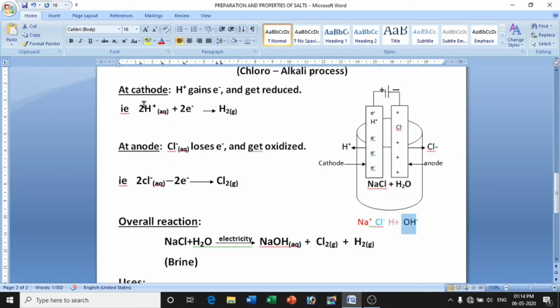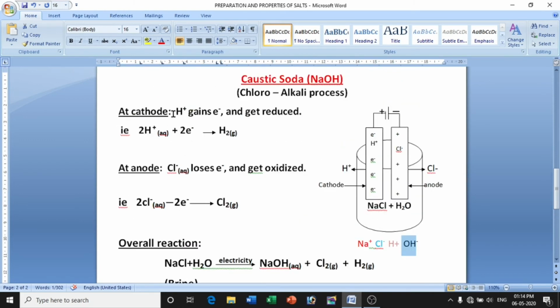Clear? So let's see what happens actually. At the cathode, hydrogen gains electrons and gets reduced, that is, two hydrogen ions gain two electrons to form two atoms of hydrogen, or hydrogen gas. At the anode, chlorine loses electrons and gets oxidized, that is, two chlorine ions lose two electrons to form chlorine gas.